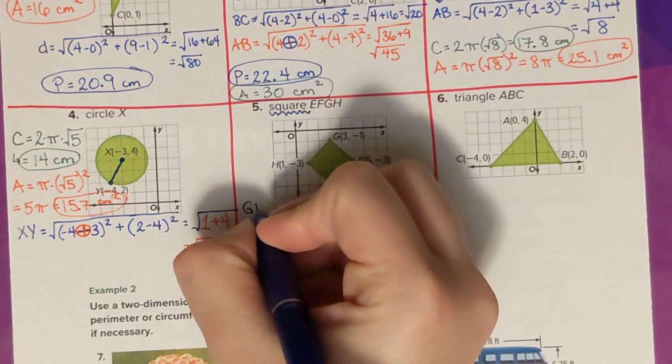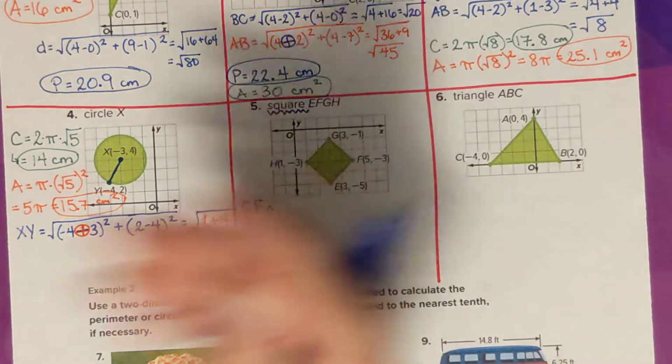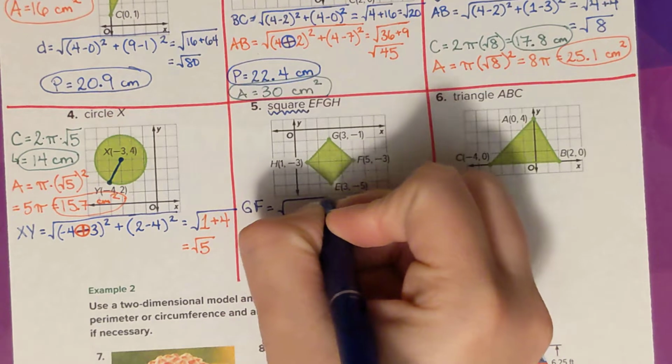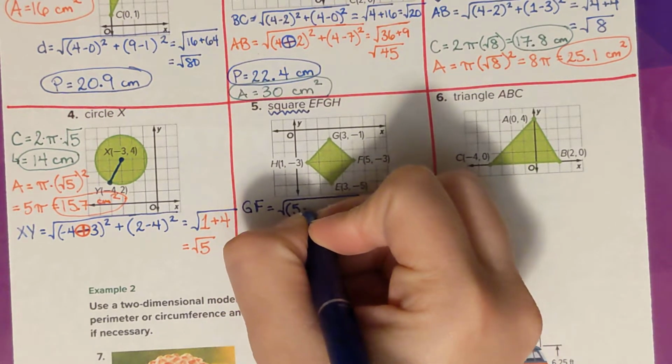Myself, I'm just gonna use G and F. No particular reason, just because. Okay. So let's see. Should get 5 minus 3.